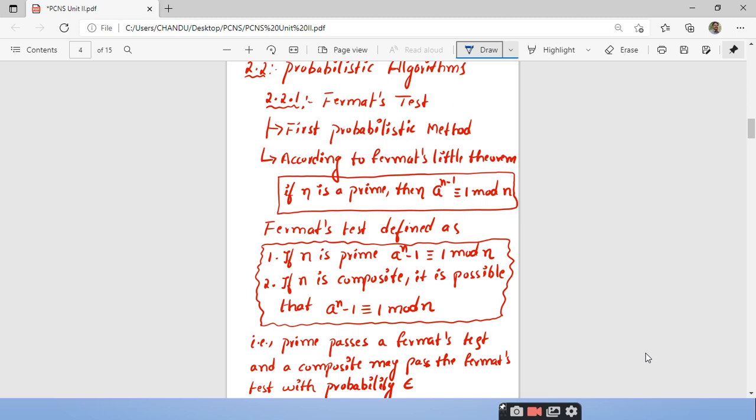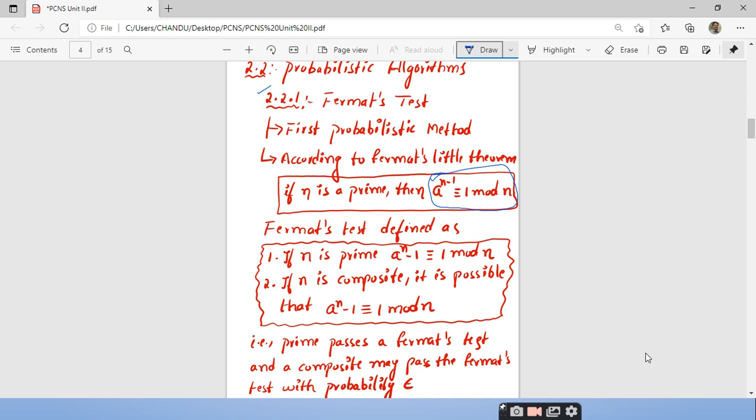Here we have given it. If n is prime, a power n minus 1 is congruent to 1 mod n. From this Fermat's little theorem, they have developed the concept called the Fermat's test. Fermat's test is defined as: if n is prime, then a power n minus 1 is congruent to 1 mod n. Listen carefully, there is a difference between Fermat's little theorem and the Fermat's test.